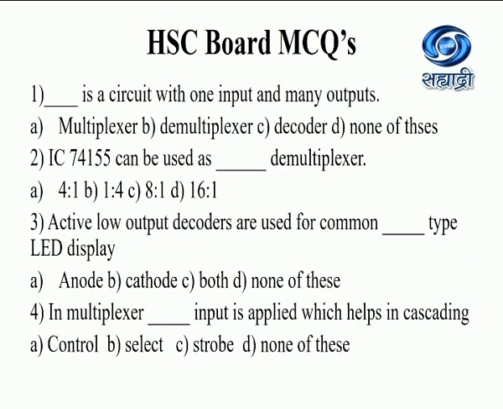So the answer is 1:4. Options are 4:1, 1:4, 8:1, 16:1. All three options A, C and D are multiplexer options. That's why the answer is 1:4. The third MCQ is, active low output decoders are used for common dash type of LED display. Options are anode, cathode, both and none of these. So the answer is common anode type display. Fourth MCQ is, in a multiplexer dash input is applied which helps in cascading. So in a multiplexer, strobe input is applied, which helps in cascading.